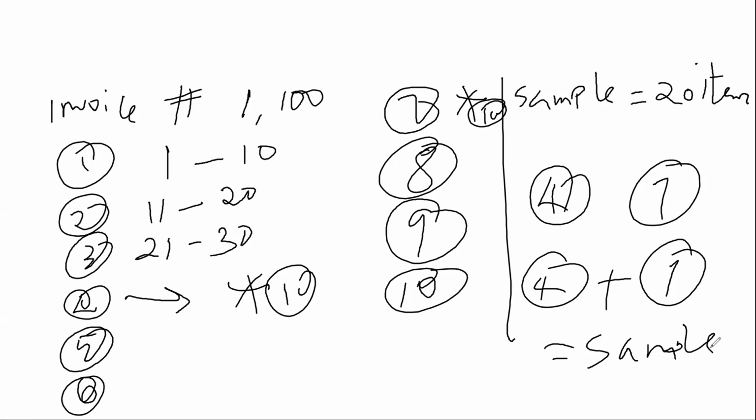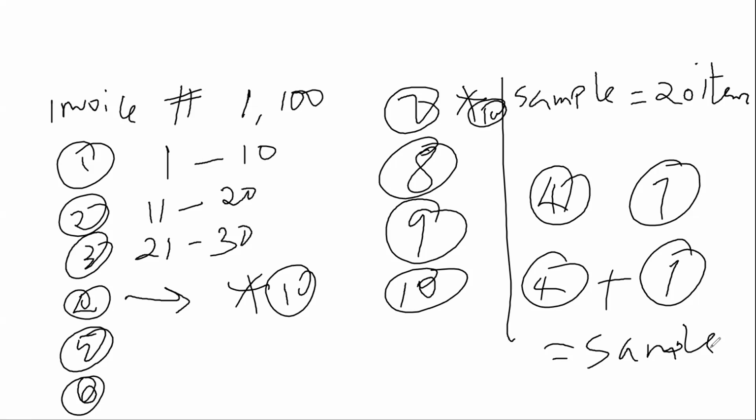So the first thing is you need to group the population into groups. That means it must be possible for us to divide the population into groups. If it is not possible to subdivide the items in the population into groups, then you can't use this method. You should be able to divide the population into subgroups.